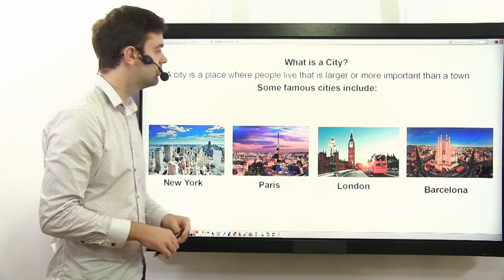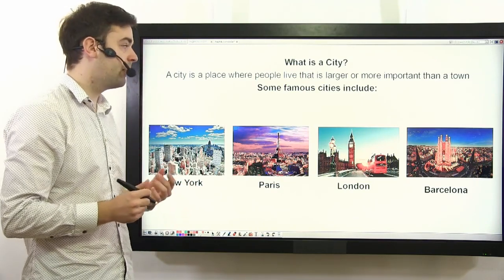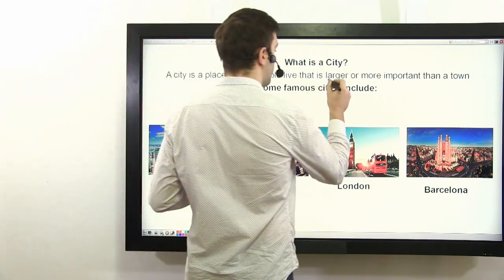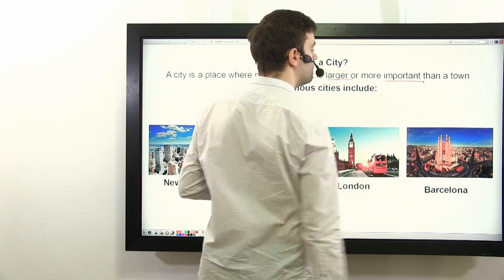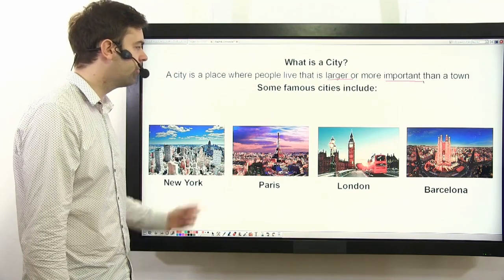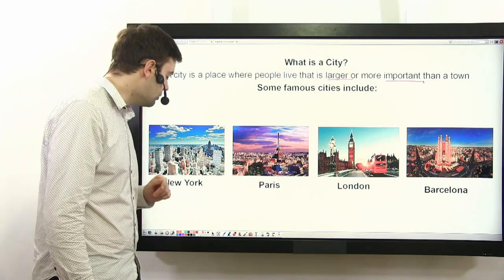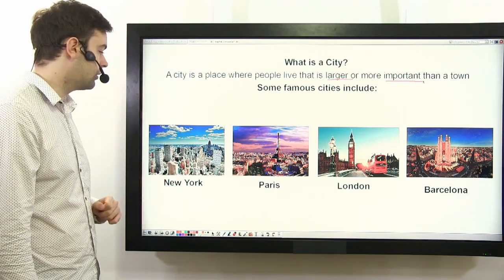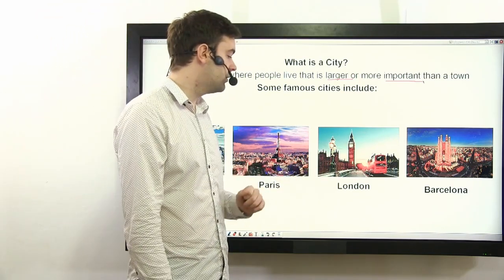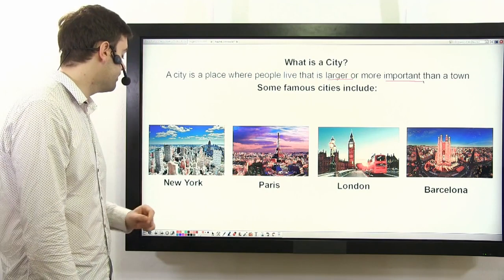So that was a town. What is a city? Well, a city is a place where people live that is larger and more important than a town. So it's larger and more important than a town. Here are some famous cities that you might know. New York, Paris, London, Barcelona.